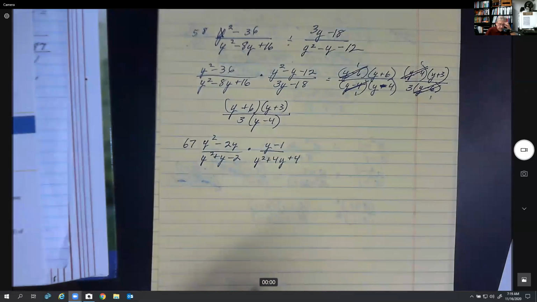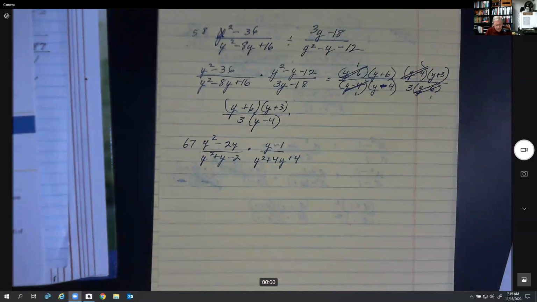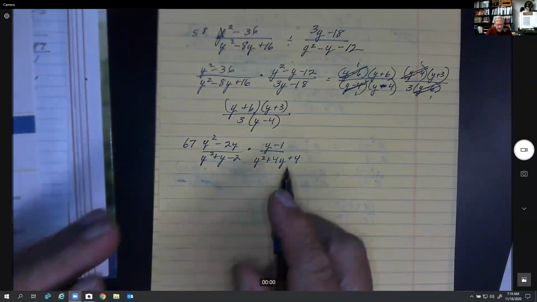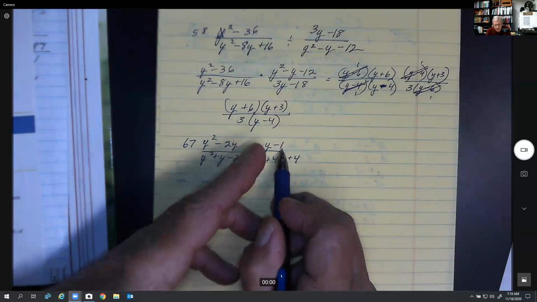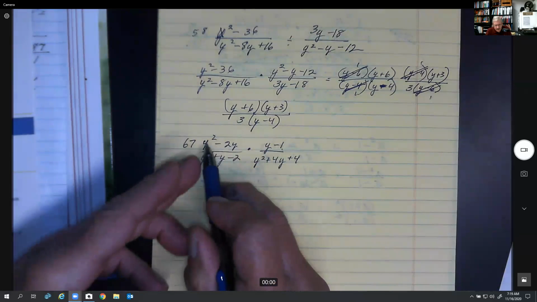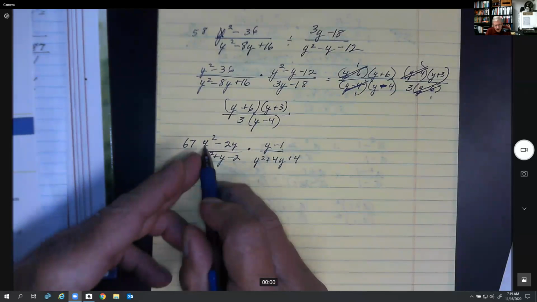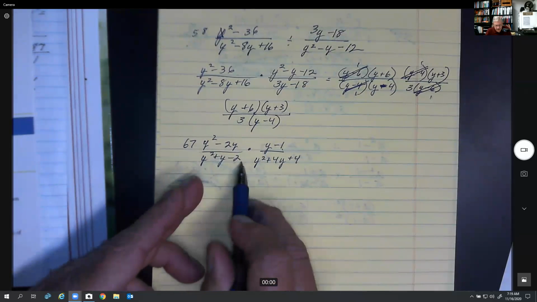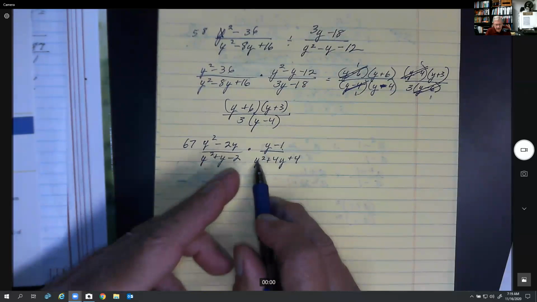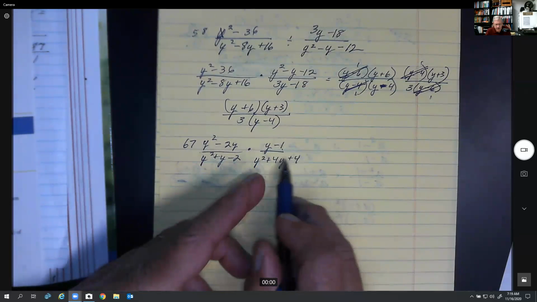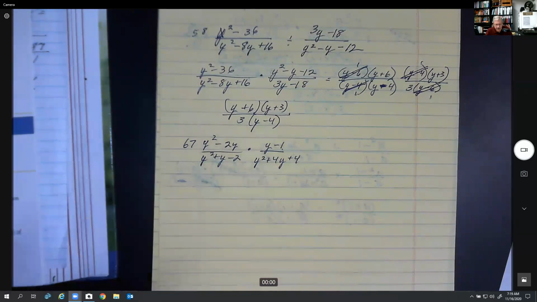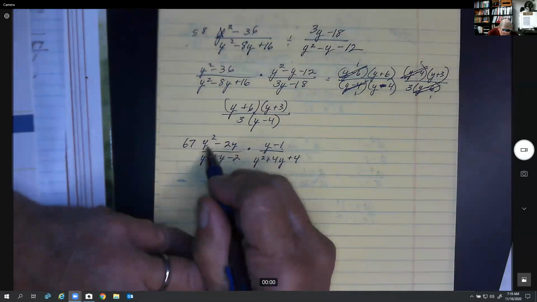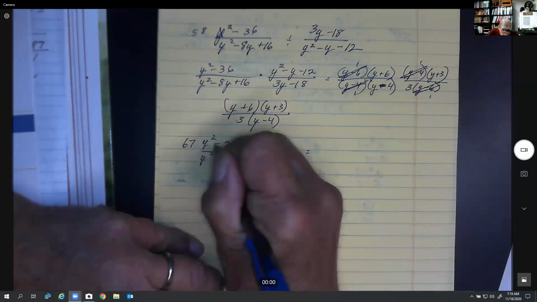Before I even begin factoring, I'm thinking to myself, what am I going to do here? I see this term won't be one that I can even factor. This looks like I can take out just a y. Here, I think trial and error. And this one, I'm thinking perfect square trinomial or trial and error. So this one I'm going to take out just a basic y.